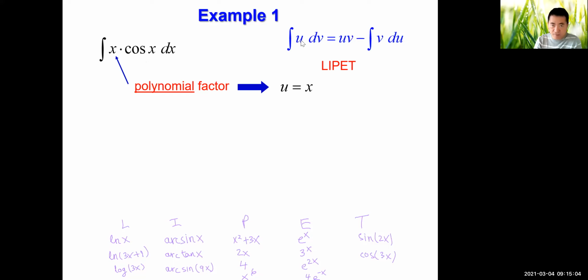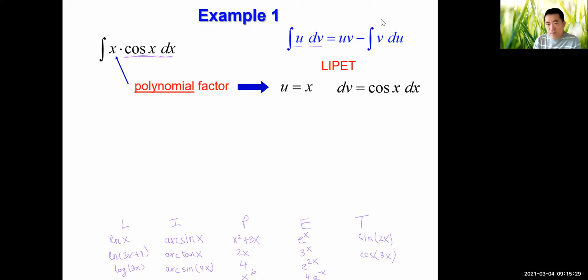Okay, u is x. Now, once you let u be x, then what's dv? dv will be the remaining part. So if you identify u, dv, that's your dv, including the dx. So keep that in mind. dv will be cosine x dx. Okay, dv is cosine x dx.